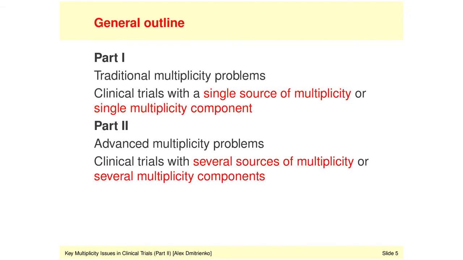By way of outline, let me reiterate that in Part 1 of this course, we focused on traditional multiplicity problems with a single source of multiplicity, or in other words, problems with a single multiplicity component. This online training course, Part 2, deals with advanced multiplicity problems, or multivariate multiplicity problems with several factors, each defining an independent source of multiplicity.